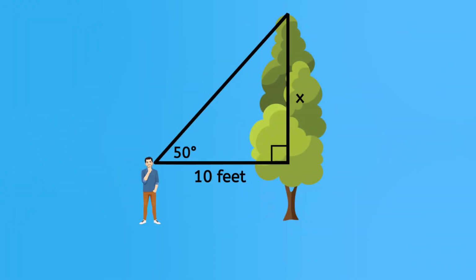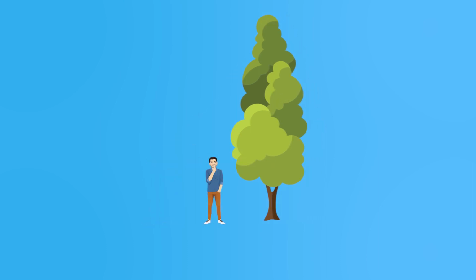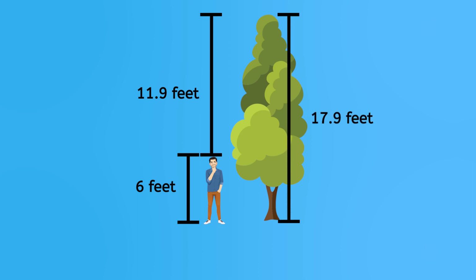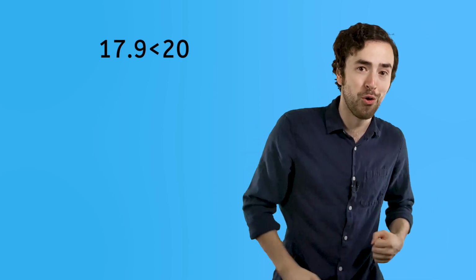Oh, I see. Look at this triangle. The bottom of this triangle is level with my head, not the ground. Okay, so the distance from my head to the top of the tree is 11.9 feet. Let's just add in another 6 feet of height to account for my height. And now I can see that the total height of the tree is approximately 17.9 feet. And 17.9 is less than 20 feet, meaning my parents can cut this tree down and put in a pool.